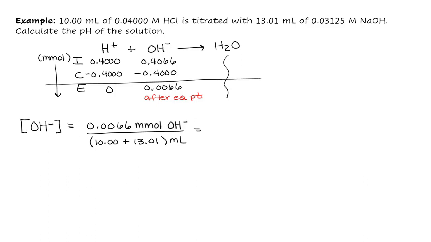Taking a look at sig figs, notice we only have 2 sig figs in our numerator, and we'll have 4 sig figs after we do the addition in the denominator. So our final molarity for hydroxide will be rounded to 2 sig figs. So doing the math, 0.0066 divided by 23.01, rounded to 2 sig figs, gives us 2.9 times 10 to the negative 4 molar.